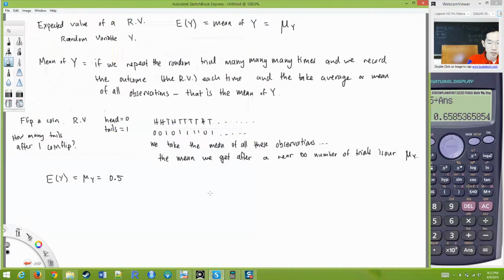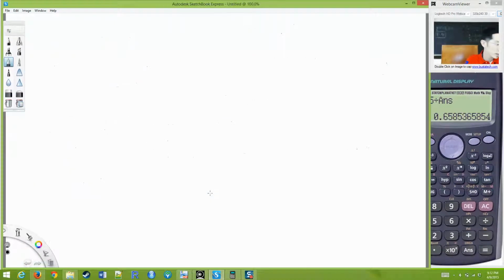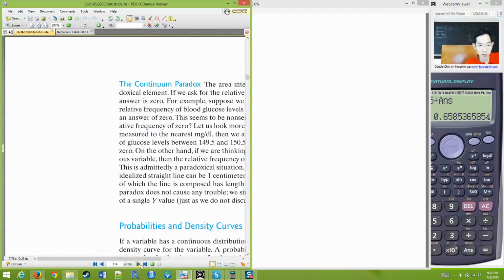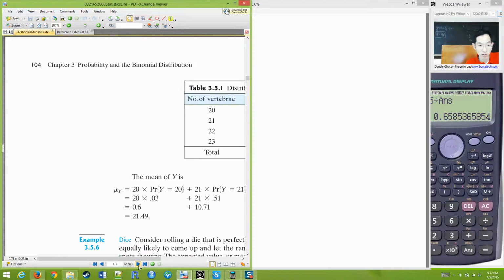And we can make this more complicated. So let me just copy this table from the textbook. Where is it? Here it is.